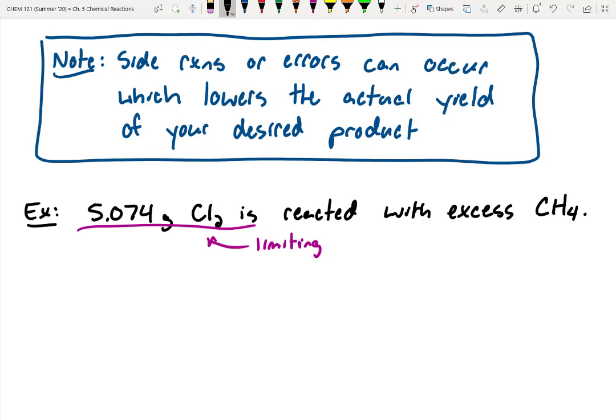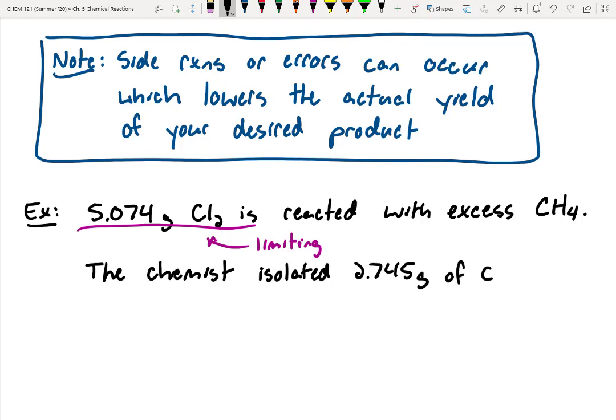So that's one clue in this problem. All right, the second part of this question says the chemist isolated their product, and they isolated 2.745 grams of their product, which is CH3Cl. What is the percent yield?